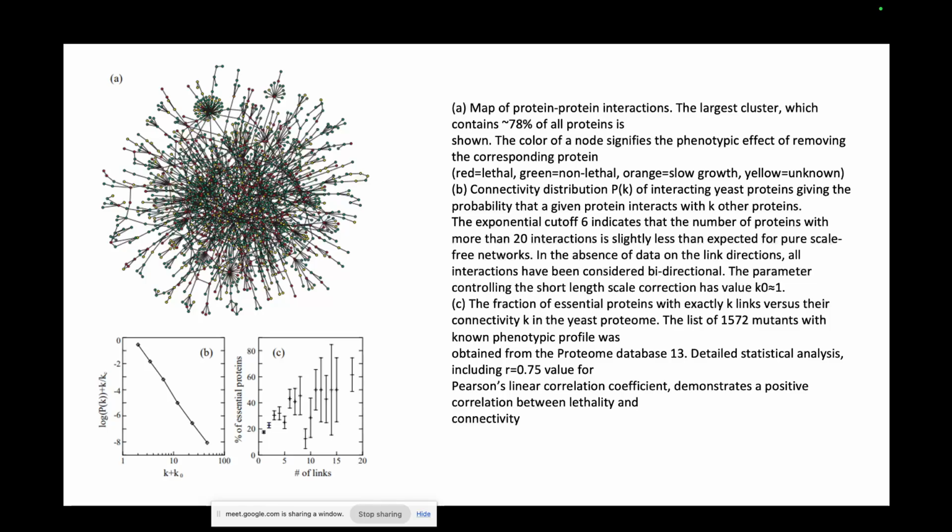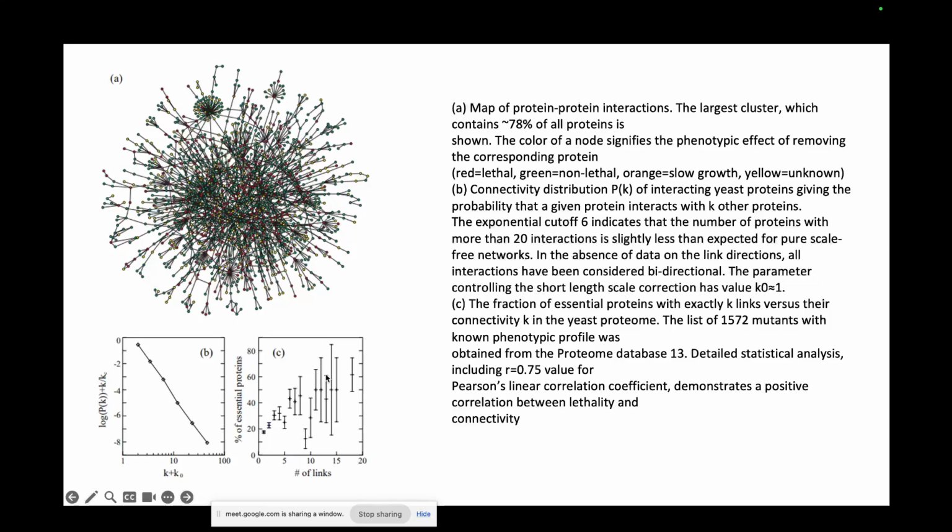And this is the third plot, C, which shows the fraction of essential proteins with exactly K links versus their connectivity K in the yeast proteome. This is the number of links, and this is the number of essential proteins. So if you see, the more the number of links, the higher the percentage of essential proteins connected like that.